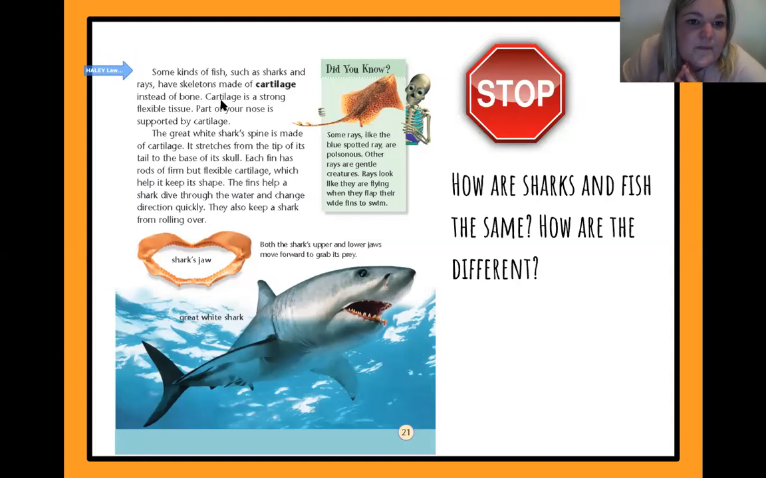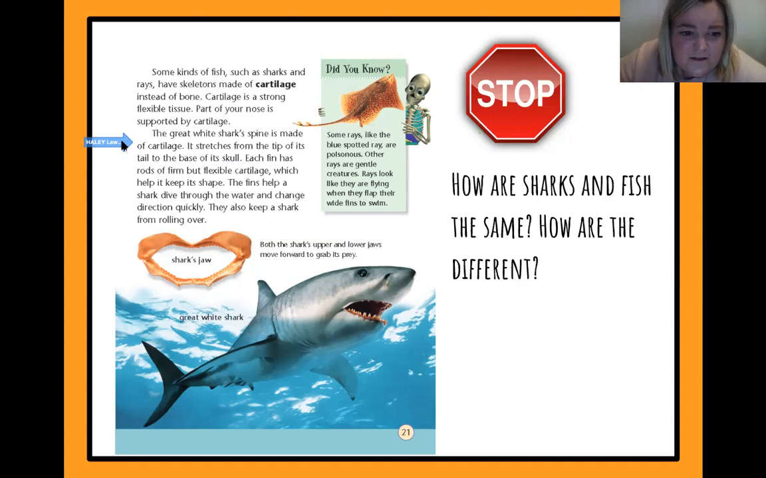You can bend it. So it's a strong, flexible tissue. The great white shark's spine is actually made of cartilage. It stretches from the tip of its tail to the base of its skull. Each fin has rods of firm but flexible cartilage, which helps it keep its shape. The fin helps a shark dive through the water and change direction quickly. They also keep a shark from rolling over.